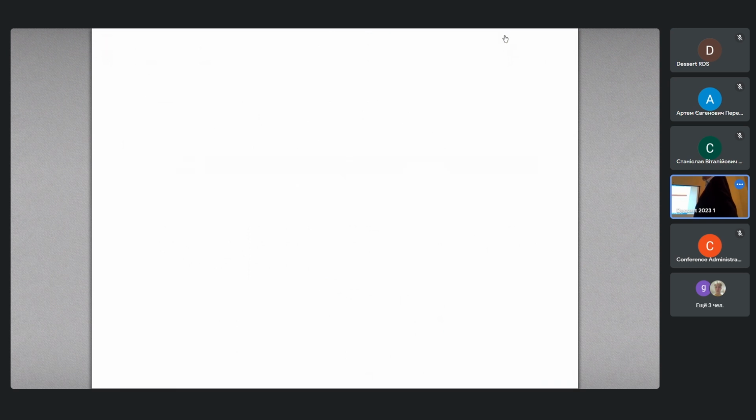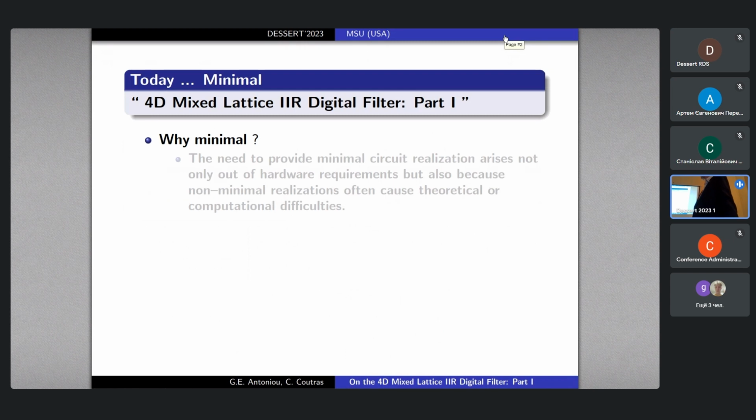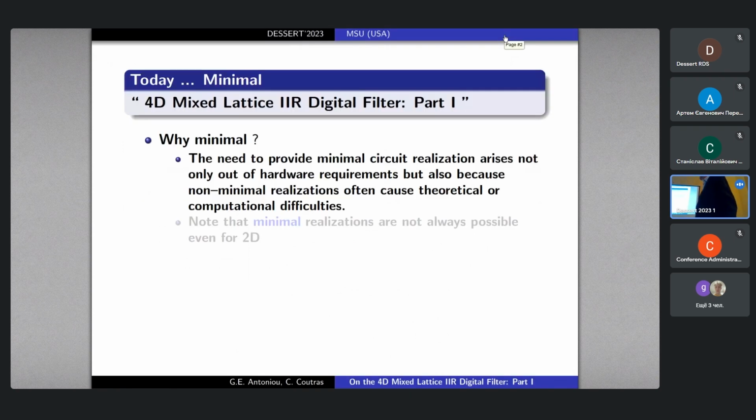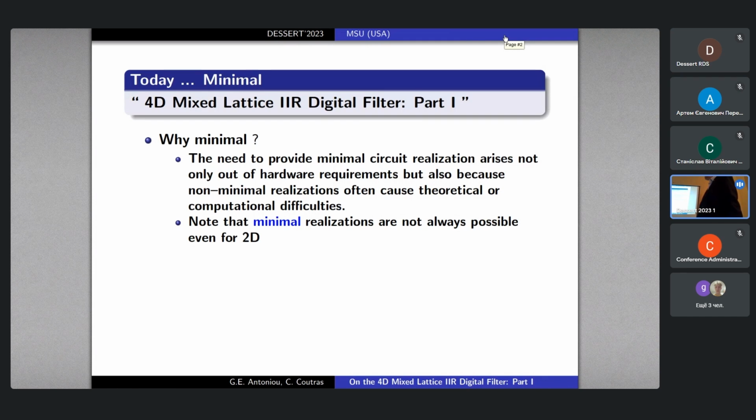4D filter. Okay, I carry work today. I'm going to introduce a mixed lattice IIR filter, which means it has the numerator and denominator. And why do I talk about minimal? Because it is not only because of the hardware requirements, but non-minimal realization causes theoretical and also computational difficulties. Okay, so therefore, minimal are not always possible even for 2D.